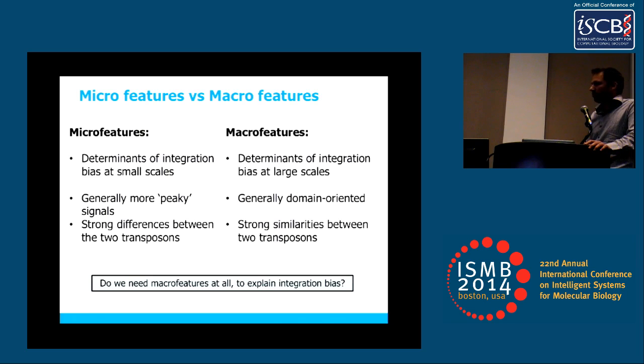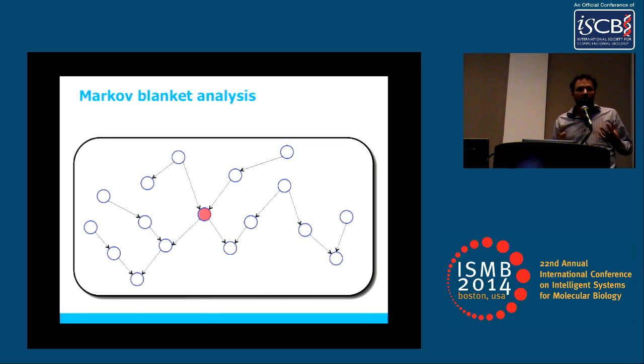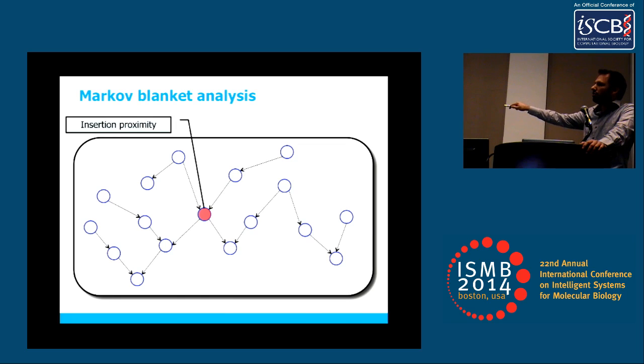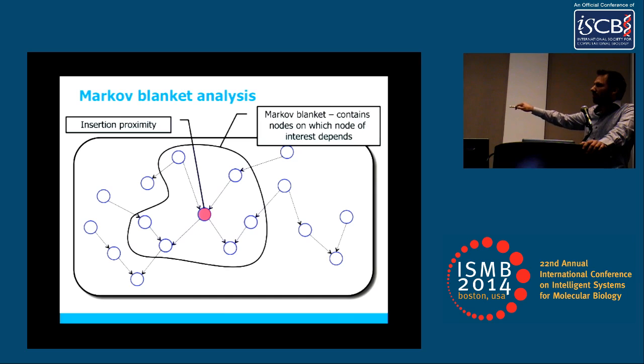Now, to answer that, we used a Markov blanket analysis where we inferred a Bayesian network for all 80 of the genomic and epigenomic features that we included in our study. And we included an additional node here, the insertion proximity. Then we looked at the Markov blanket, which contains all the nodes on which this insertion proximity depends. So it's conditionally independent of all the other nodes given the Markov blanket.